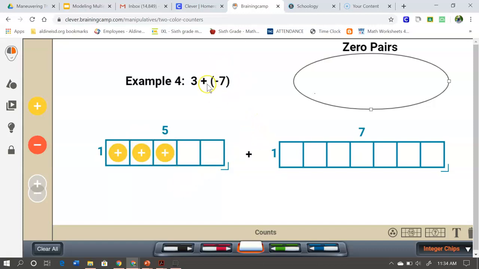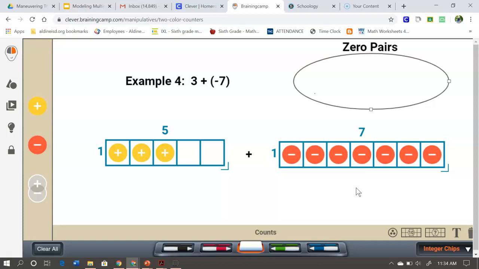And then I'm going to represent this -7 with 7 red counters. And again, also you can just draw these. You know, you can do a circle and put a positive, or a circle and put a negative sign if you don't have these colors. Okay, so we have positive 3 plus -7. And again, the question you want to ask yourself: are my colored counters the same color or are they different colors? In this case, since there's different signs, they're obviously different colors.